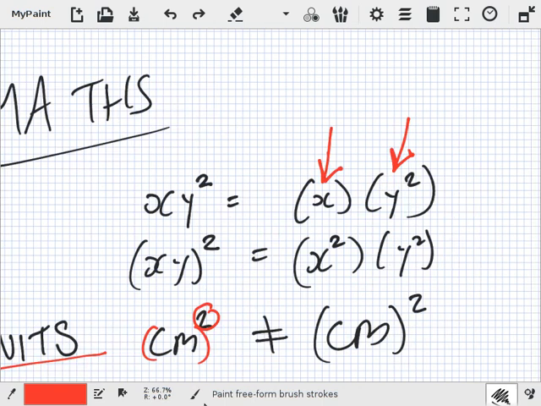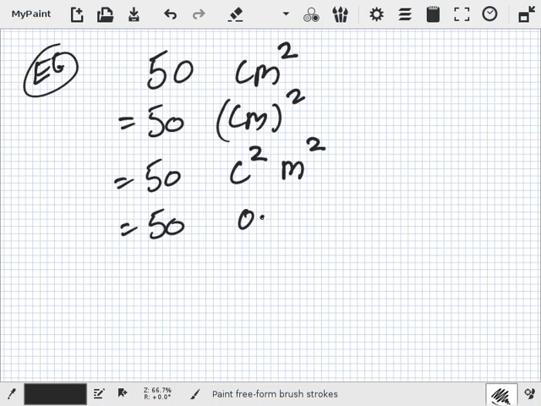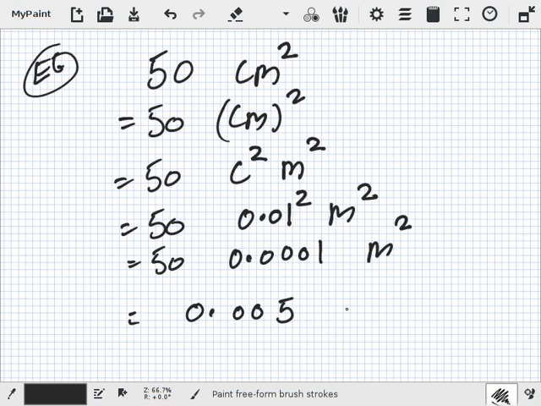Okay, so now that I said that, it actually might be easier to think of it like this. 50 cm squared, which is 50 centi squared meter squared, which is 50 times 0.01 squared meter squared, which is 50 times 0.0001 meter squared, which is 0.005 meter squared. So I've converted from centimeter now into meter.